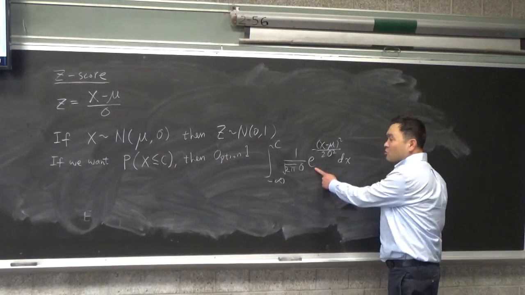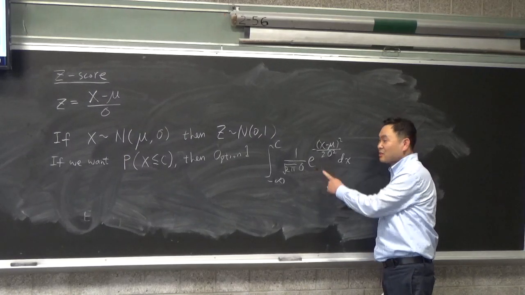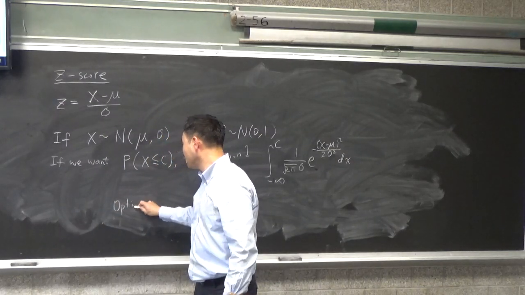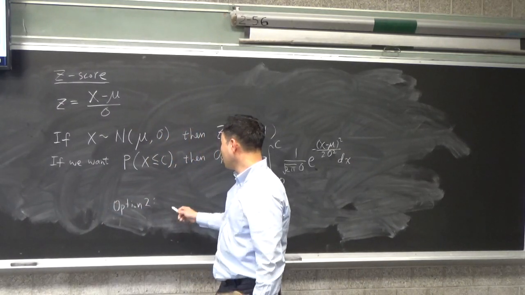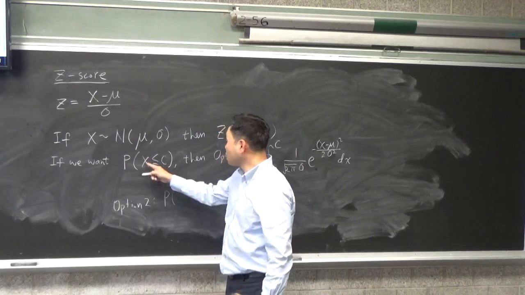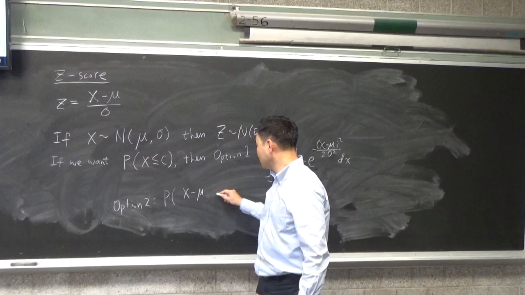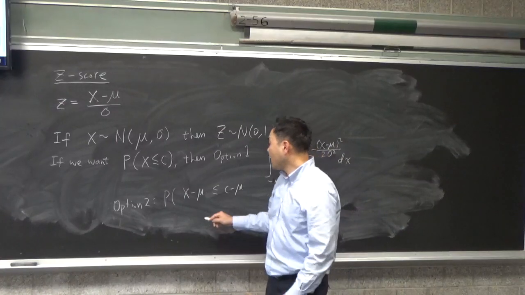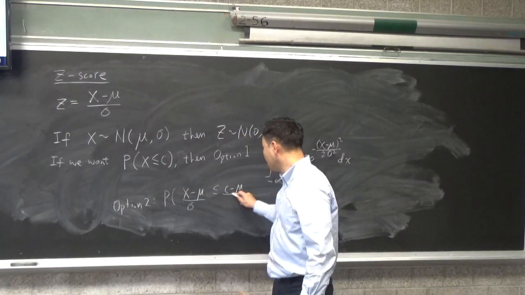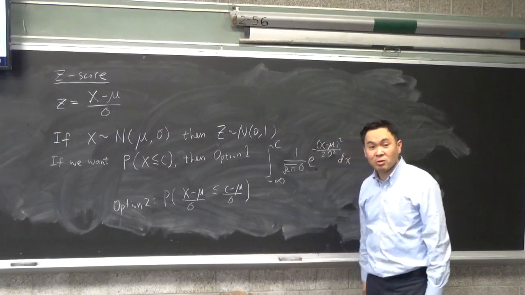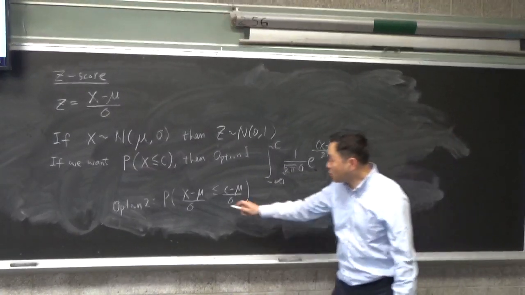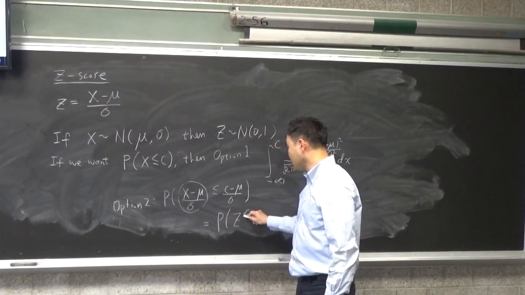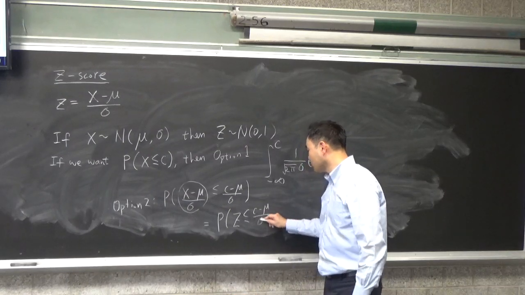Okay? But we don't want to do this. It's awful, right? So option 2 is to do the following. Say, if I subtract mu both sides, this inequality will still be preserved, right? And if I divide both sides by sigma, this inequality will still be preserved, right? But what do we call this? This would be z less or equal to c minus mu over sigma, right?